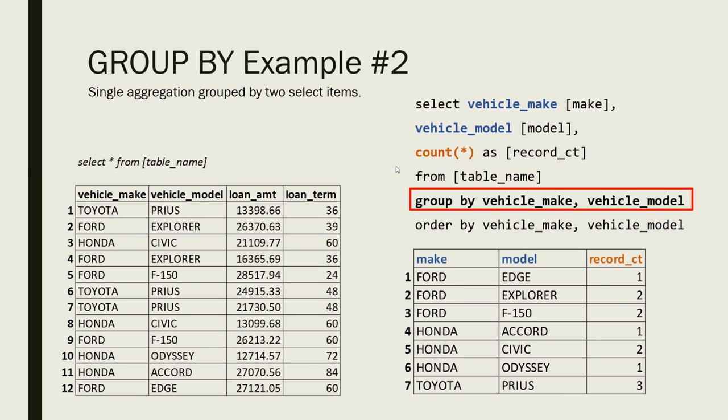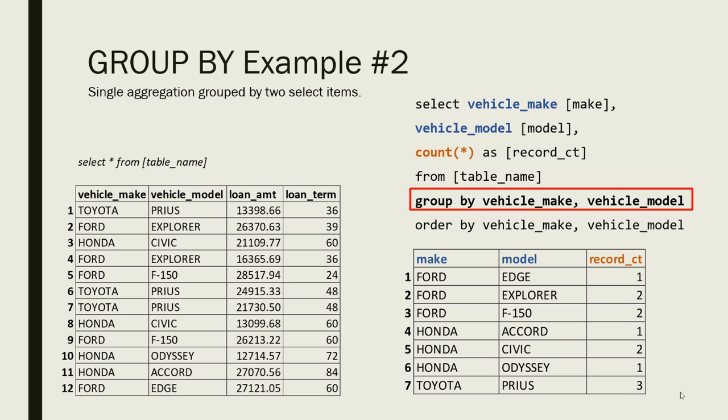So in this particular example, we're counting the number of records for each unique value of make and model. We can see, for example, the Toyota Prius example, and we can see that there are 3 records that ultimately have a value of Toyota for the vehicle make field, and a value of Prius for the model field.